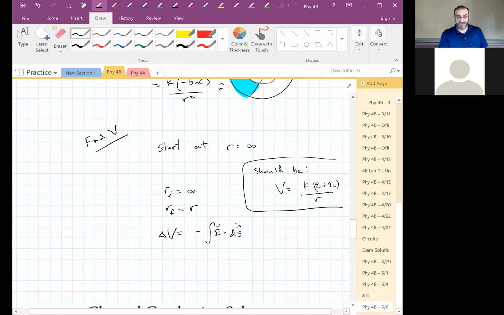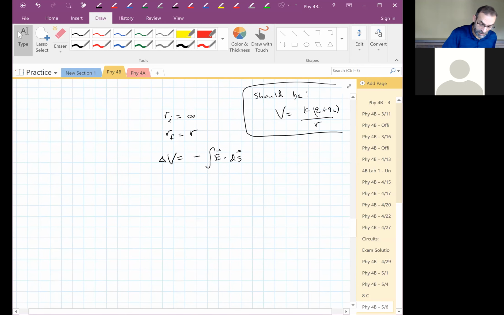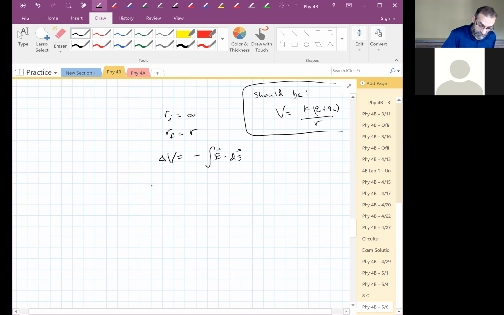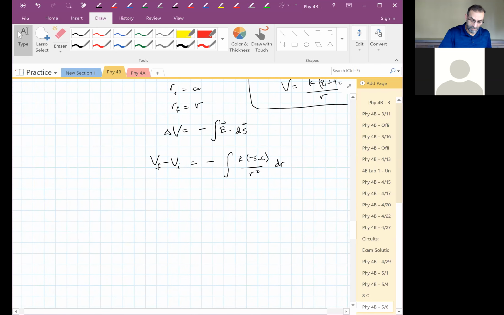The change in electric potential is negative the integral of E dot ds. We know the electric field there, so we can plug it in and do that. So what is delta V? It's final minus initial. E was K times -5 over R squared, dr. Now we're going, let me draw it here.